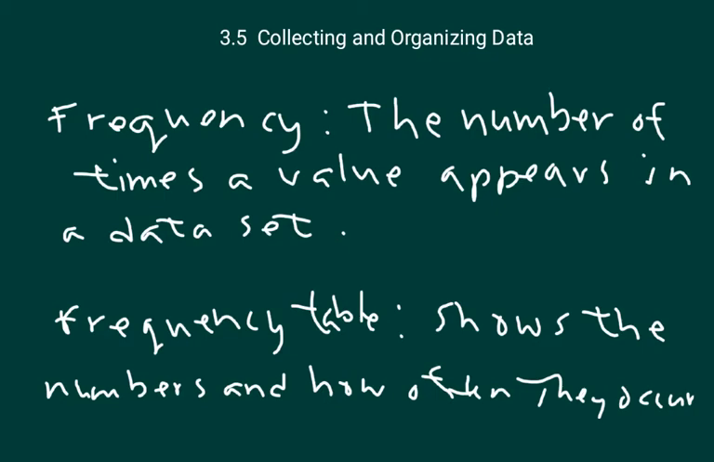Frequency is the number of times that a value appears in a data set. Your data set is just your collection of numbers as you've counted things. And then when you put it in a chart or table, that's called a frequency table. It shows the numbers and how often these things occur.